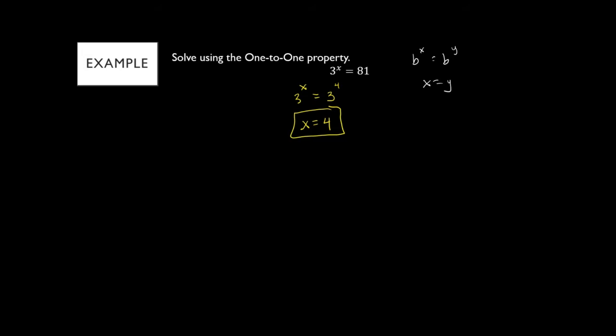You're trying to rewrite your expressions so they have the same base. Once you have the same base, you set the exponents equal to each other, and then you either have your answer, like here we got x equals 4, or sometimes we have to do some solving. Let me show a second example where we're going to solve using the one-to-one property. It's exponential because it's 5 to the t, so we're solving for t, and t is in the exponent.